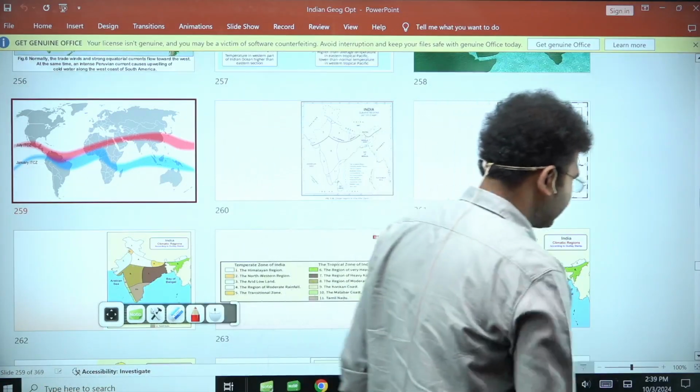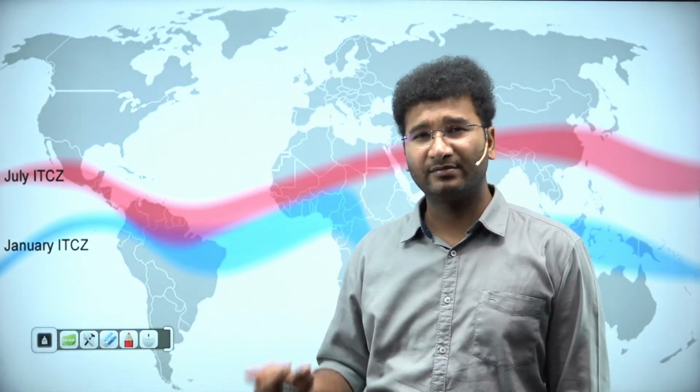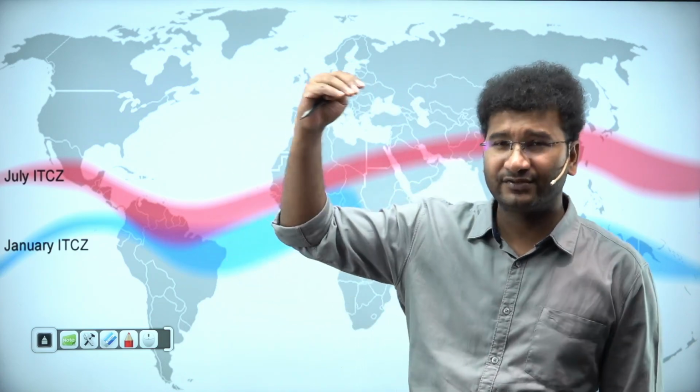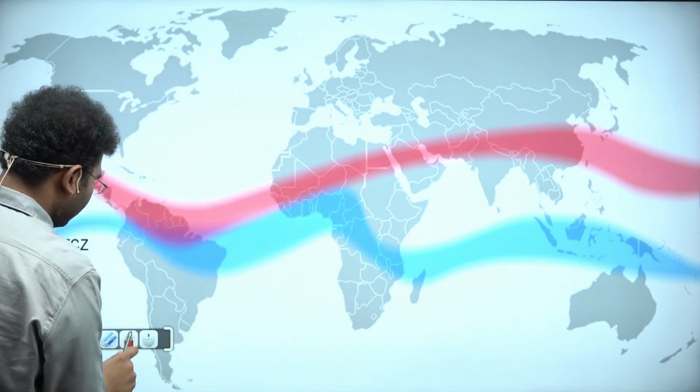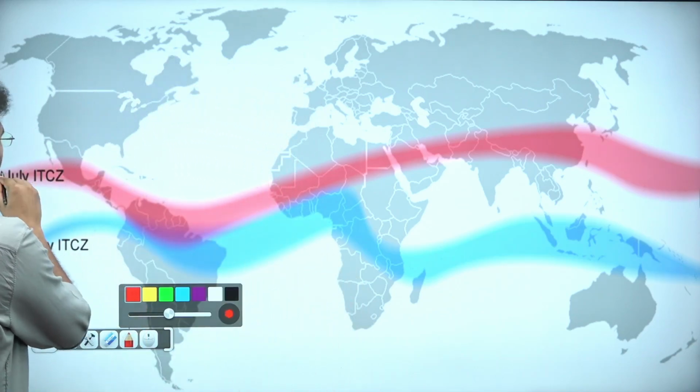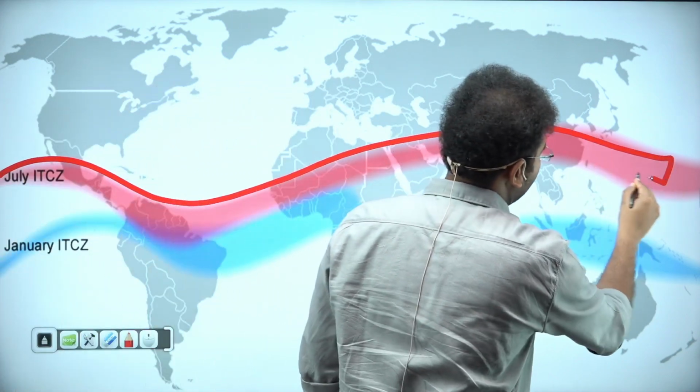This is your ITCZ zone, right? ITCZ is a place where you're going to see the winds from the southern hemisphere come and meet at the ITCZ, and the winds from the northern hemisphere also come and meet at the ITCZ. Let's say that this is your ITCZ zone in the months of June and July, right? Let's imagine this is your ITCZ zone.